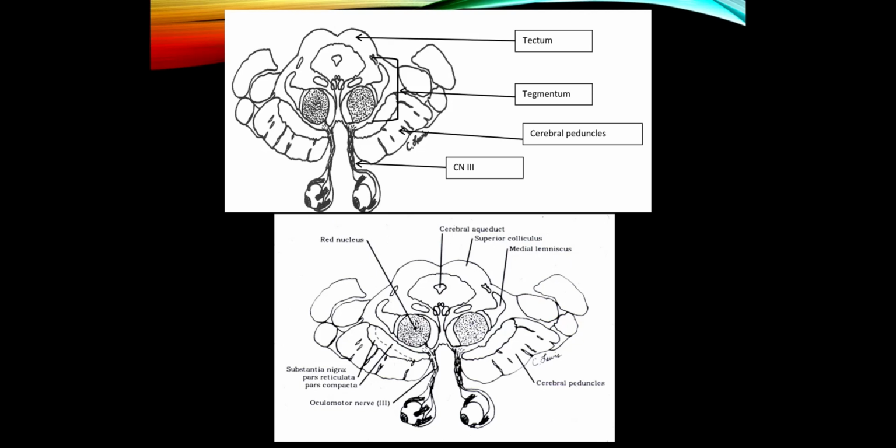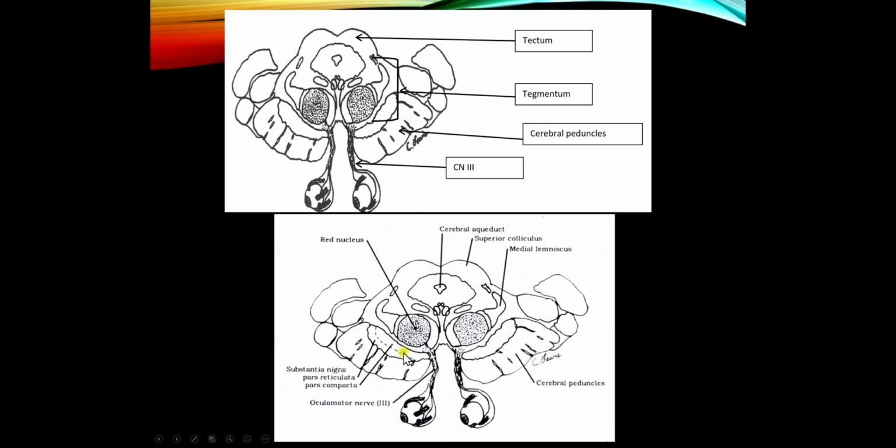So here's a drawing of the midbrain. Here are the cerebral peduncles. Remember, the third nerve comes out in the interpeduncular fossa. Later on, we'll talk about all the complex things that the third nerve does with controlling your eyelid, eye movements, and pupil.